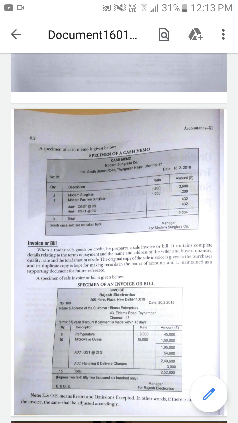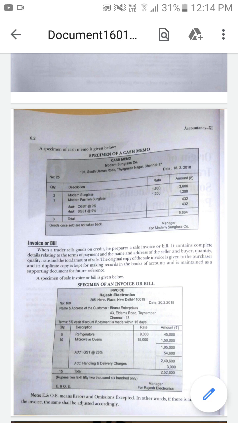Okay, that is when the supply of goods and services does not take place within the state but covers the other states. Okay, so CGST is called central goods and service tax, and SGST is called state goods and service tax, and IGST is called integrated goods and service tax.